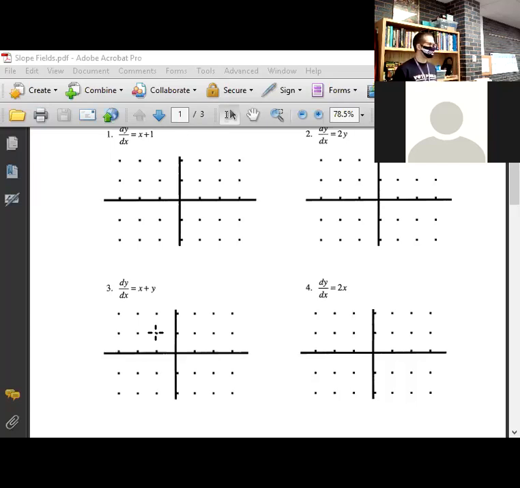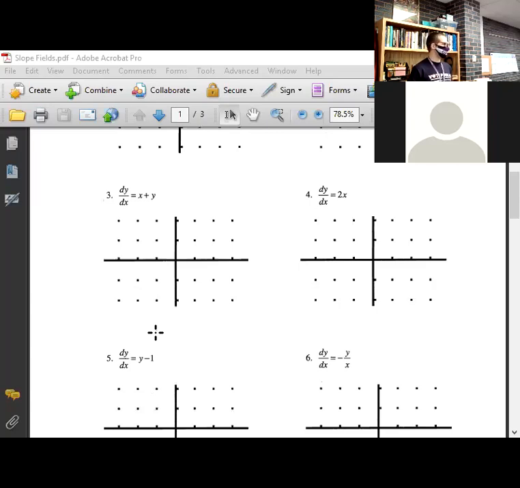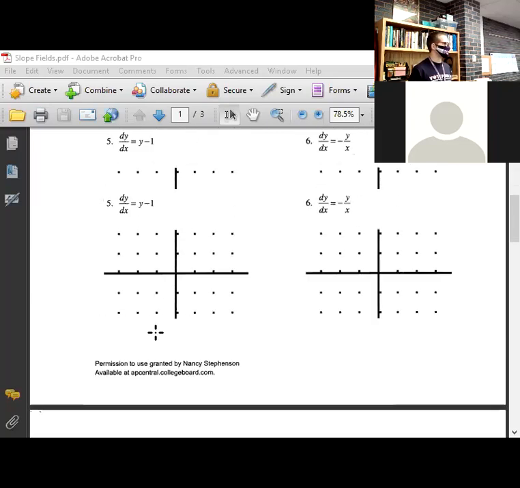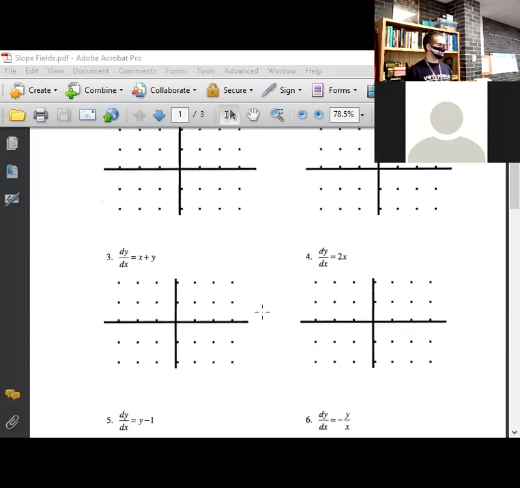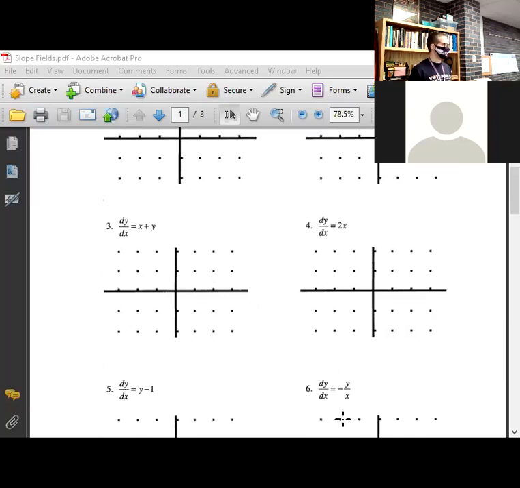Is there an answer key online? No, I don't have an answer key for this one. There might be somewhere if you search long and hard enough, but I would just assume I got them all right, as long as you can add or subtract and multiply a little bit.